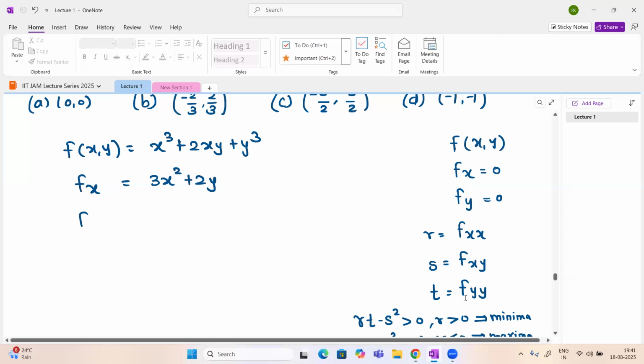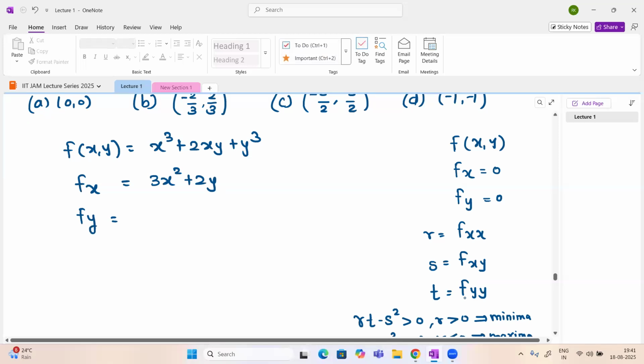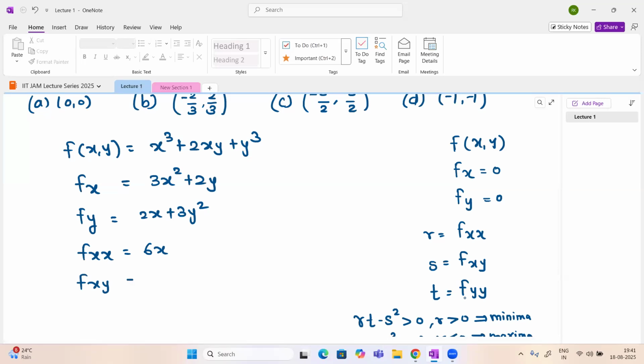Now fy, the derivative of f with respect to y: 3y square plus 2x. Then fxx is 6x. fxy is 2. And fyy is 6y. So this is my R, this is my S, and this is my T.